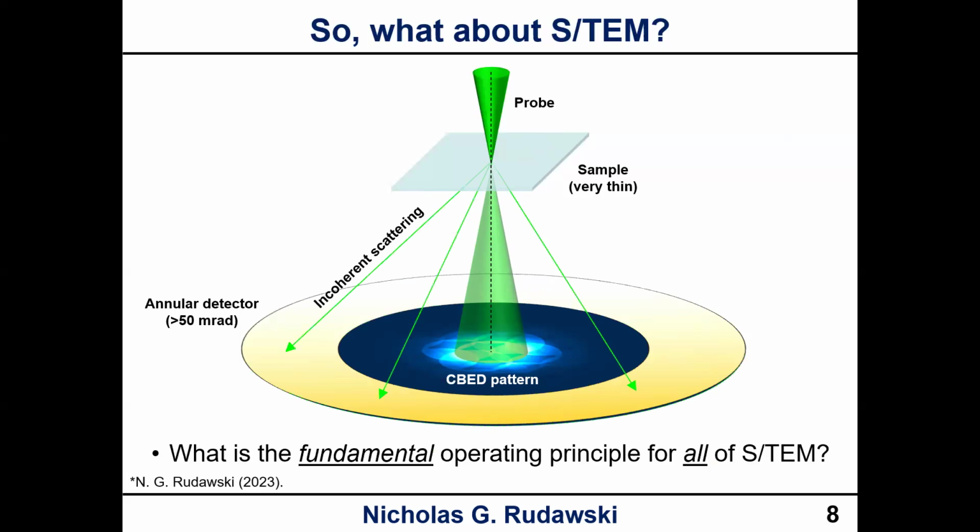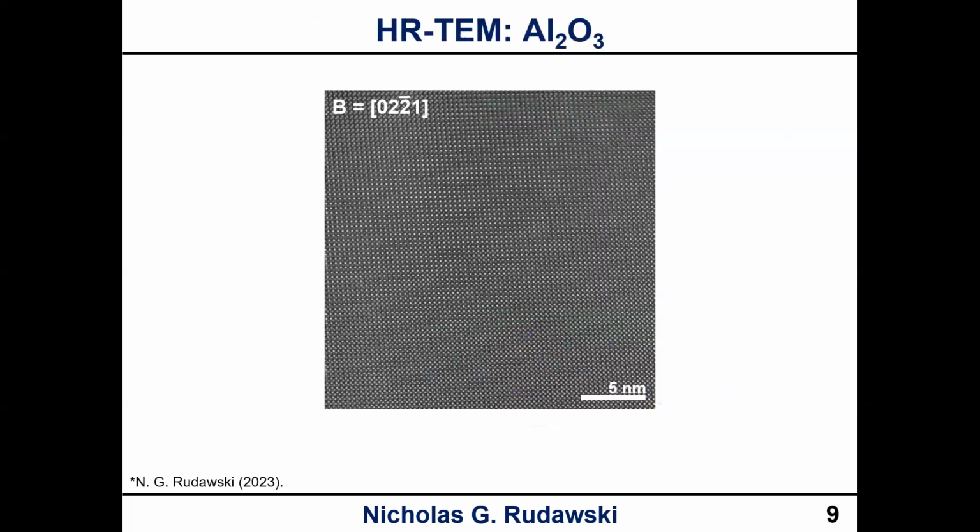So then again, what is the fundamental operating principle for all of STEM? It is you take a beam of electrons and you transmit the beam through a very thin sample, okay? That is the fundamental operating principle for anything that we deal with in STEM. It all comes down to that. It's so interesting how complicated STEM is, and yet you can boil it down to its essence in just a sentence like that. You're taking a beam of electrons and transmitting them through a sample that is very thin.